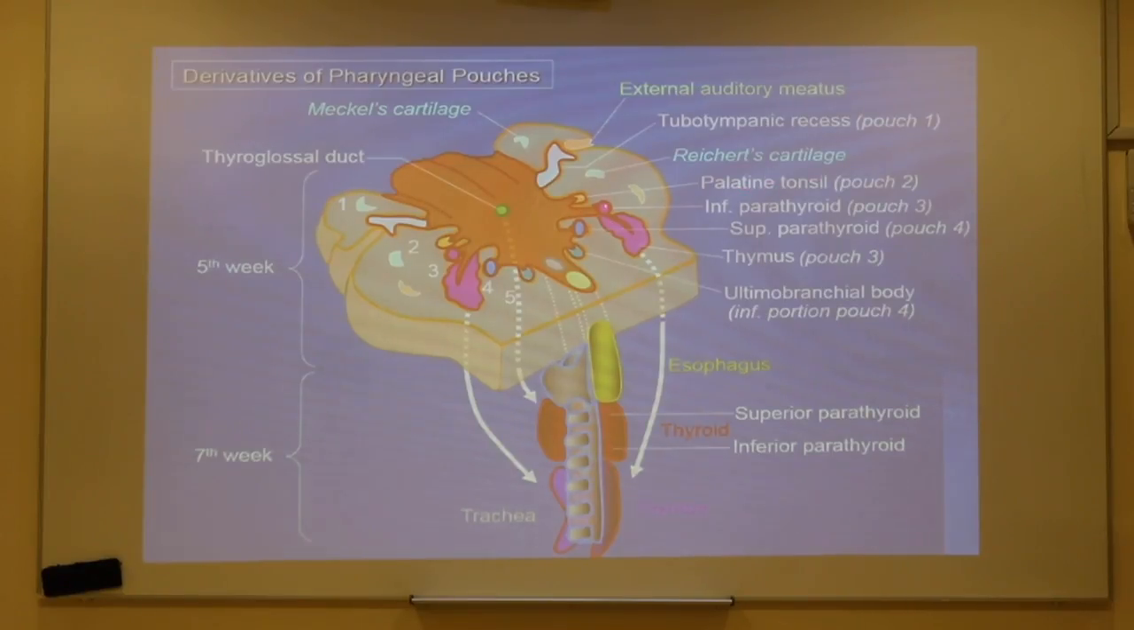The third pouch is giving two things: the thymus gland, which is going to descend, and with it, it is going to bring the inferior parathyroid down with it. That's why inferior parathyroid is sometimes called parathyroid 3, and superior parathyroid is called parathyroid 4. So you can see the fourth pouch is giving the superior parathyroid, and it is giving the ultimobranchial body, which is going to give rise to the parafollicular cells or the C cells of the thyroid gland.